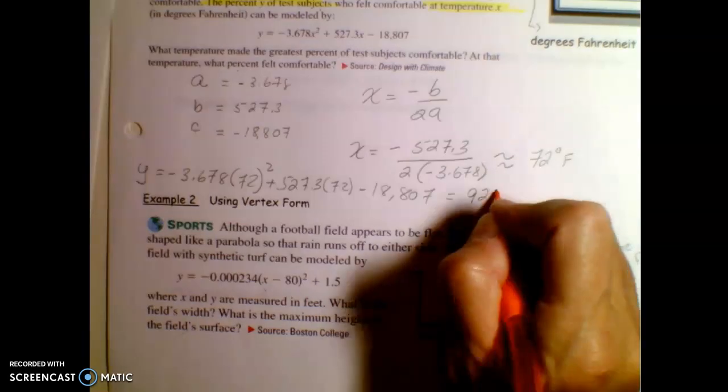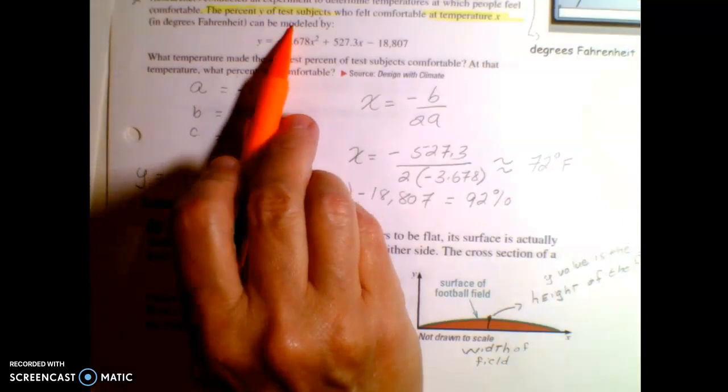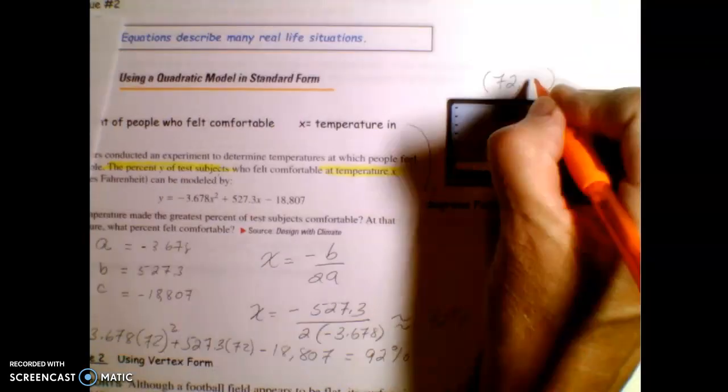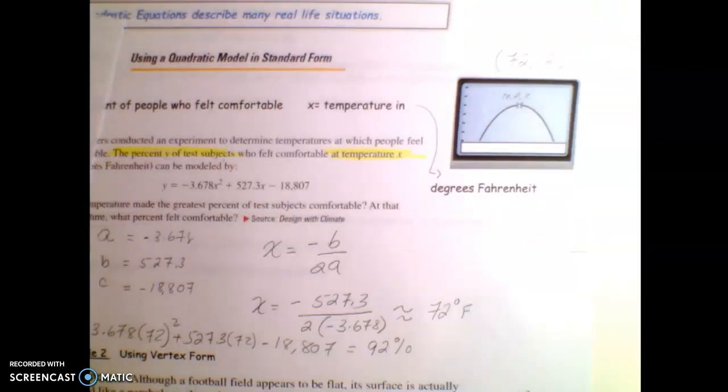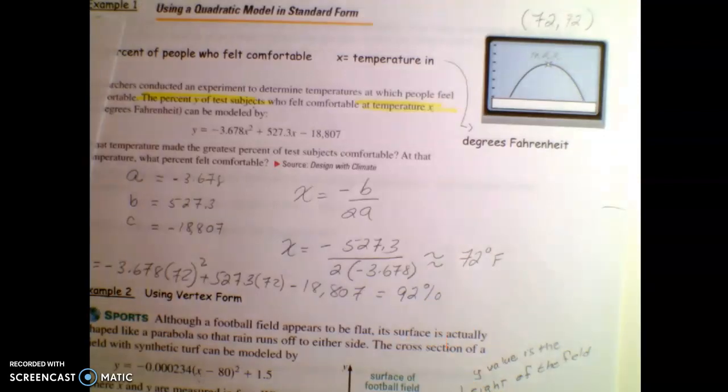All right, so this is a percentage. How do I know it's a percentage? Because it tells up here that is a percentage of test subjects. So this is 72 and this is 92. So the 72 Fahrenheit, 92% of the people were comfortable.